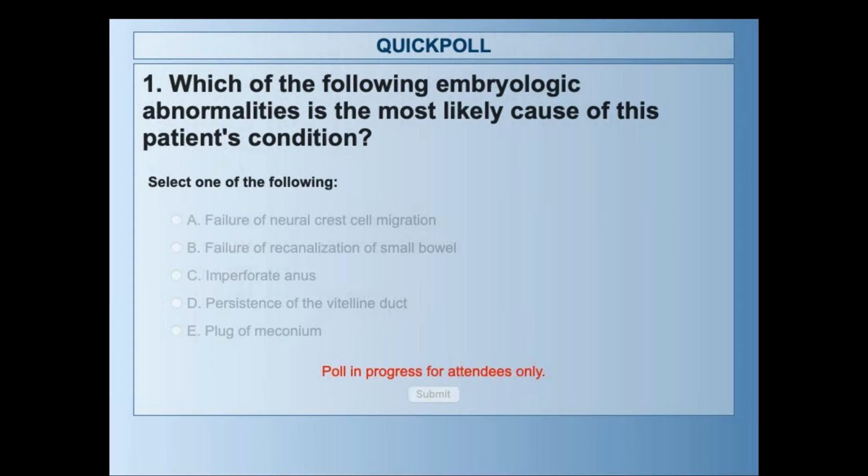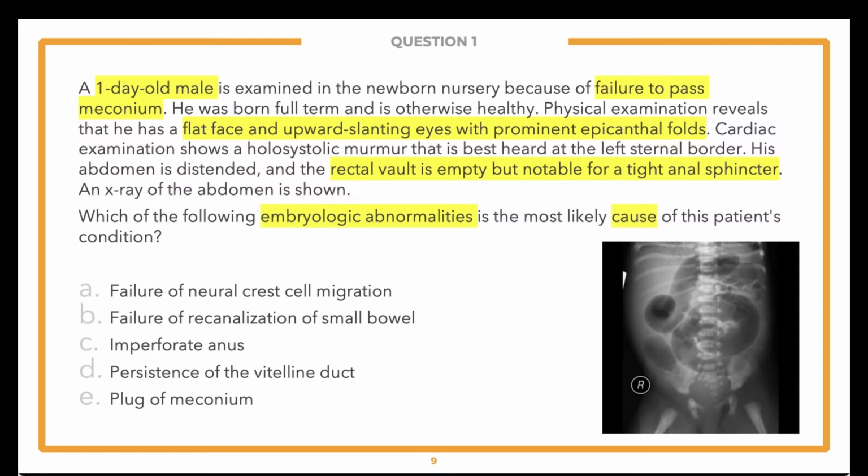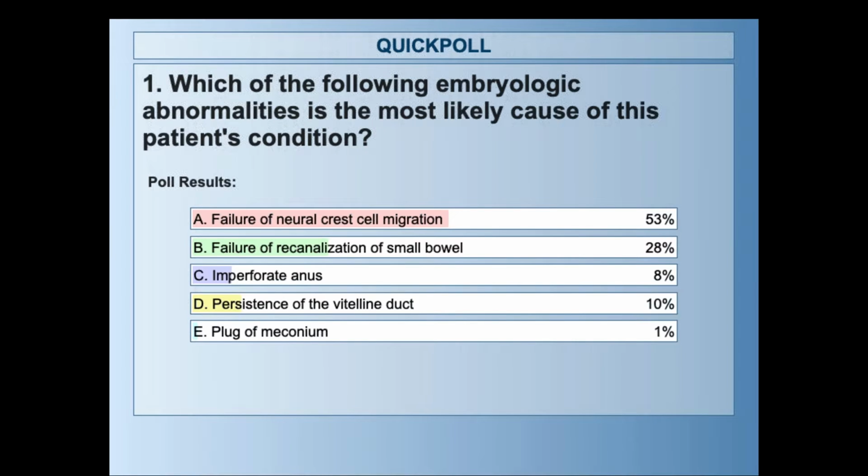Okay, so about 80% of you have voted, so I'm going to go ahead and close the poll. And let's take a look at the results here. Okay, so over half of you went with option A, failure of neural crest cell migration. A little over a quarter of you went with failure of recanalization of the small bowel. And then some of you went with imperforate anus and persistence of vitelline duct.